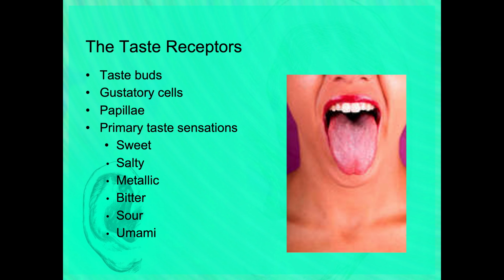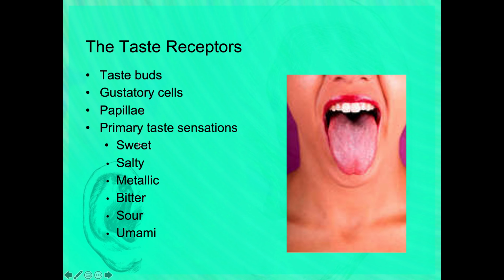Your gustatory cells, ladies and gents, very important, are responsible for the sense of taste. Your gustatory cells are responsible for you being able to taste your food. So let's discuss the primary taste senses.